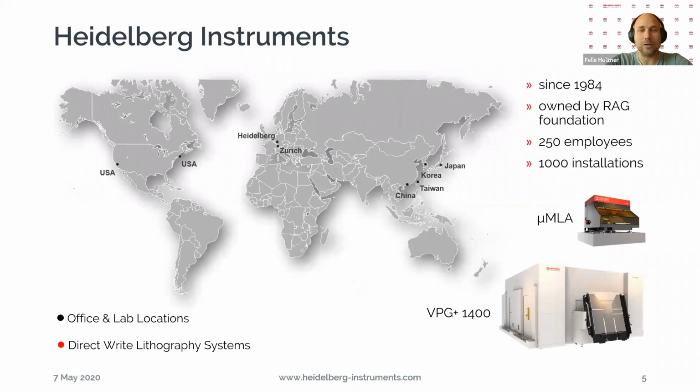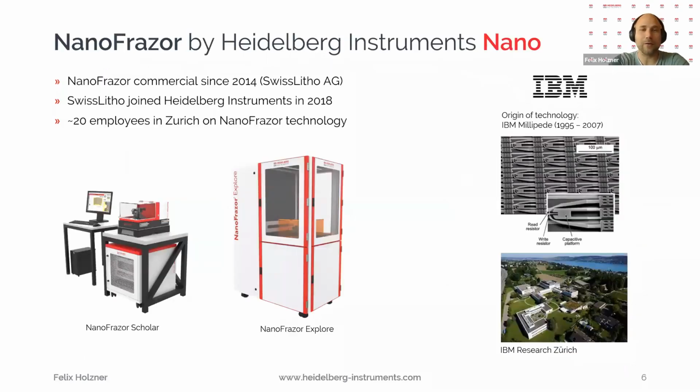Heidelberg Instruments is mainly known for laser writer direct write lithography systems. We are selling from small desktop systems to very large, high-speed mask writers and direct wafer exposure systems. There is a remarkable number of around 1,000 systems out there. We are around 250 people worldwide. And for 2 years, we have also offered a system which goes to lower dimensions than usually limited by light exposure. That is, of course, the NanoFrazor system.